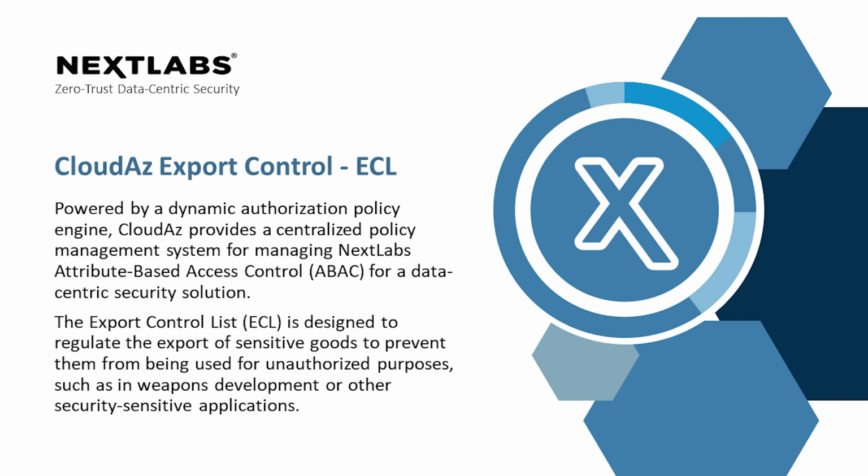Hi, in this video, I'll be going over Export Control Policy, ECL, also known as Export Control List. The Export Control List is a list of items subject to export controls, outlining goods that require special permission or licensing for export. ECL is designed to regulate the export of sensitive goods to prevent them from being used for unauthorized purposes, such as in weapon development or other security-sensitive applications.